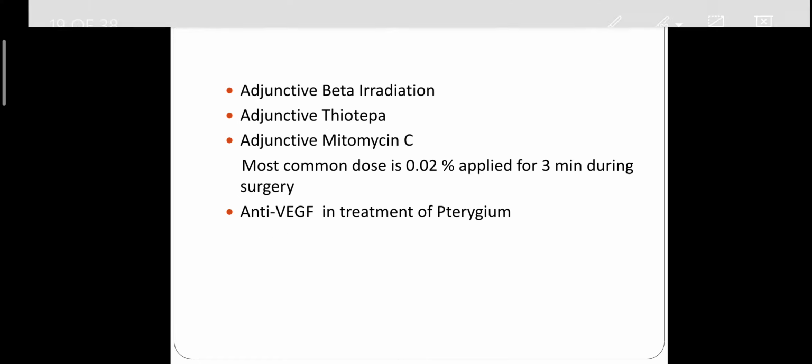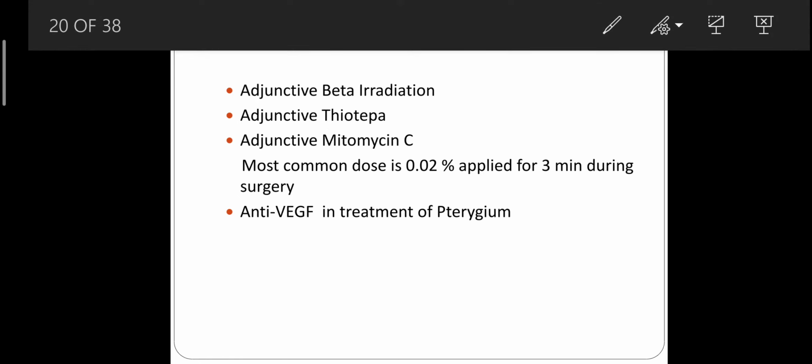So what are the adjuvant therapies for pterygium? Nowadays we mostly put a graft, either a conjunctival limbal autograft or an amniotic membrane graft if required. So what are the adjuvant therapies which we have been using? Why is this adjuvant therapy required? Again, to reduce the recurrence rate. The main aim in pterygium surgery is to reduce the recurrence rate.